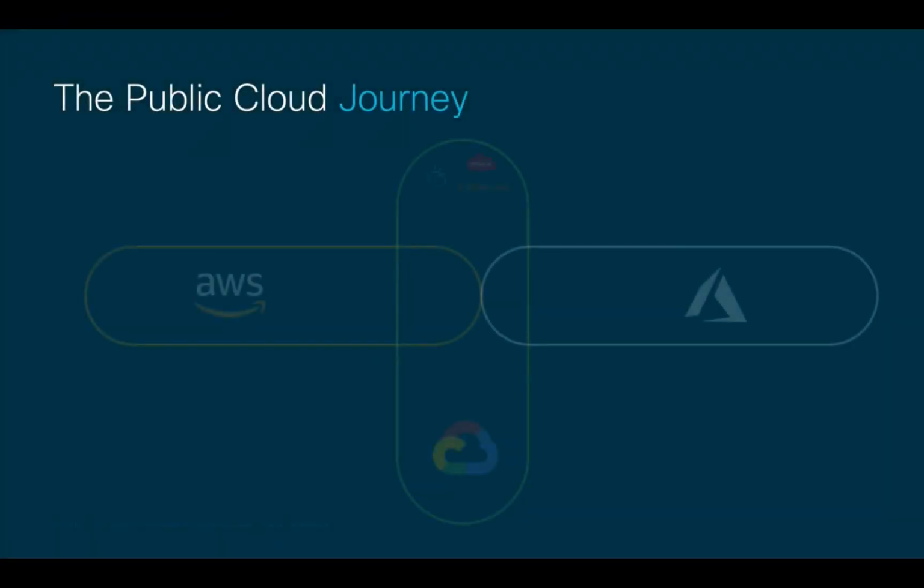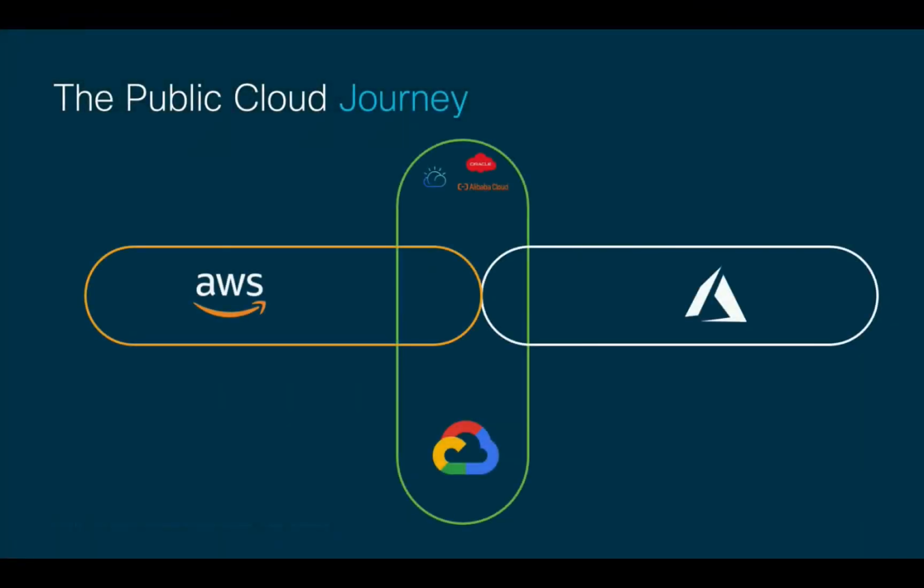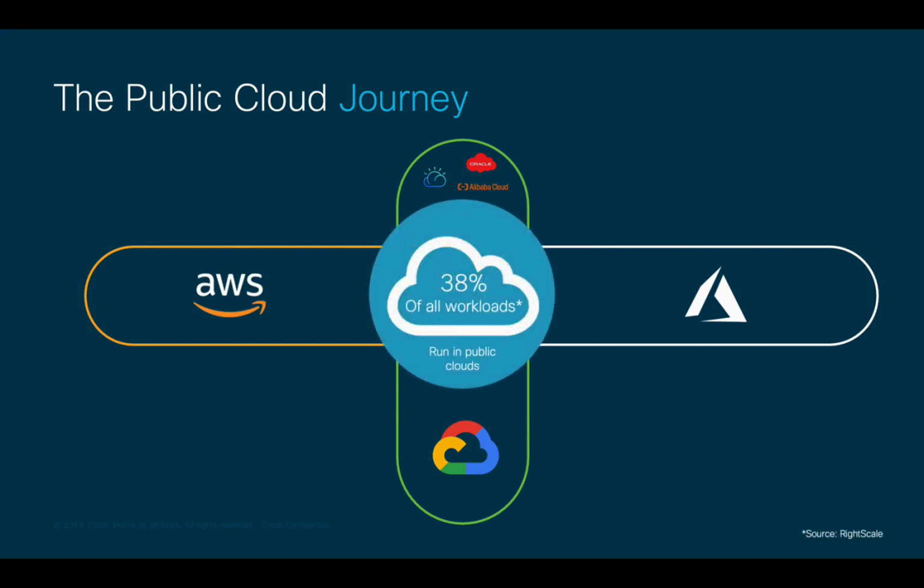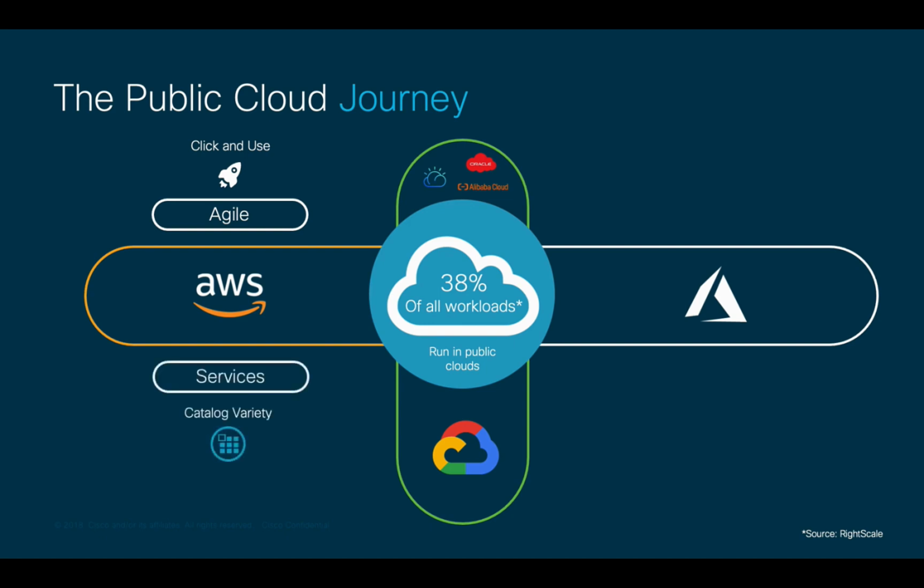Most organizations have already started their public cloud journey somehow. 38% of all workloads are currently running in public clouds, and this is expected to increase in the upcoming years. Increased agility and a broad variety of services, which can be deployed after a single click, are some of the reasons why public clouds have become so popular. This allows organizations to innovate faster and reduce infrastructure maintenance.